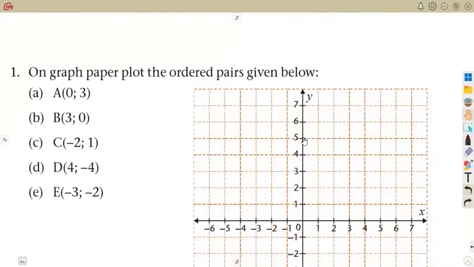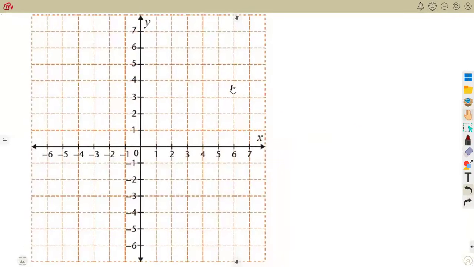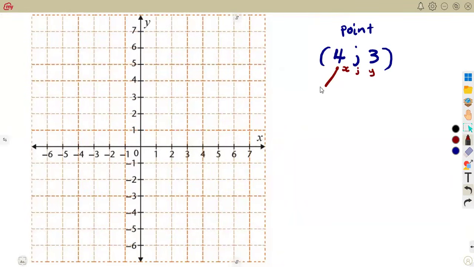Points to be represented on the Cartesian plane, we are going to first start by analyzing the point. A point, let's say it's (4, 3), like this. It's called a point. So the point consists of two things. The first value is called x. It's actually supposed to be x versus y, like this. So this one is the x value, then this one represents the y value.